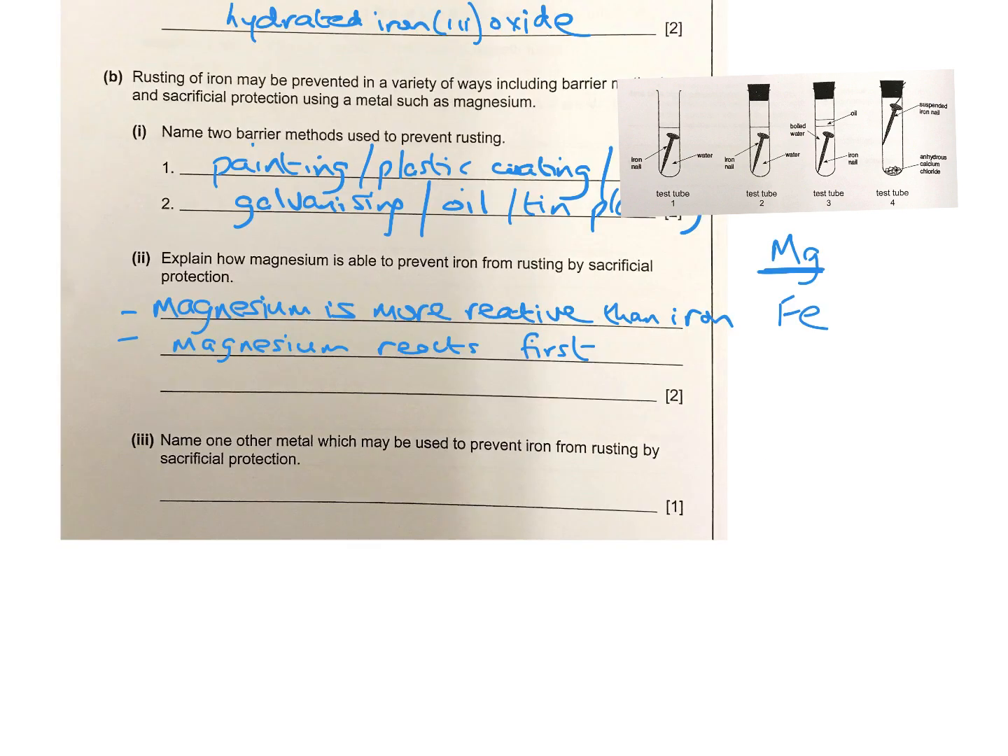Then another metal which can be used in sacrificial protection, well, magnesium and zinc are very similar. So zinc is the other metal which could be used here.